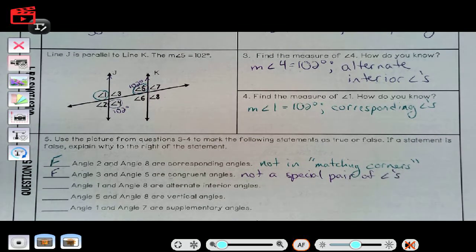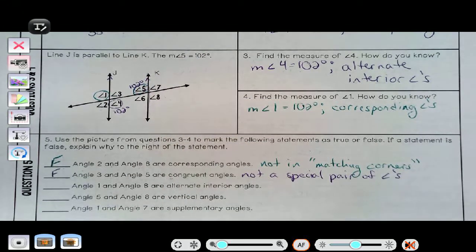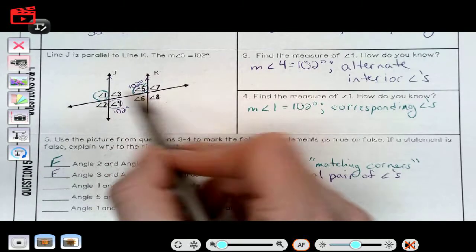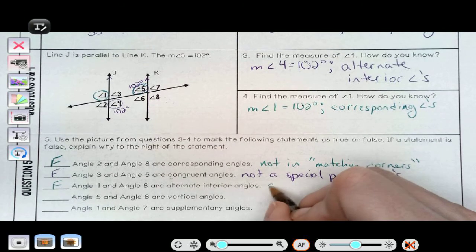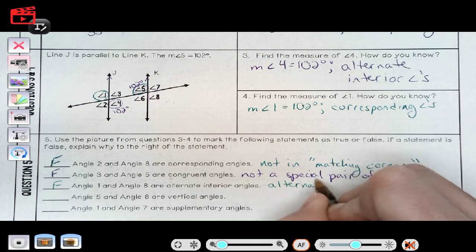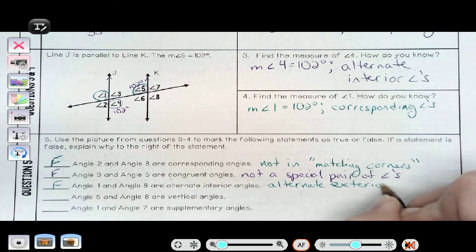They're not congruent, they're not vertical, they're not corresponding, alternate interior, alternate exterior. They are supplementary, but not where they just form a straight line. Angle 1 and angle 8 are alternate interior angles. Well, they're alternate. Okay, they are alternate exterior angles.